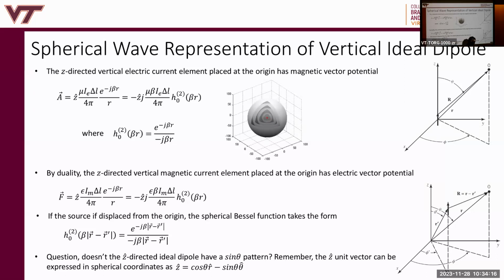Unless we get done fast enough, we'll study some metasurface stuff on the last lecture, all right? Which I think we probably will. But here, we're looking at spherical wave representation of a vertical ideal dipole.